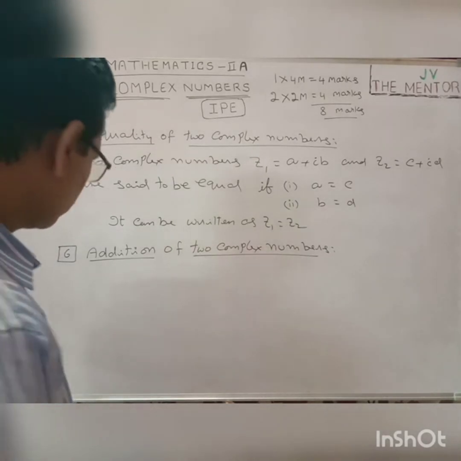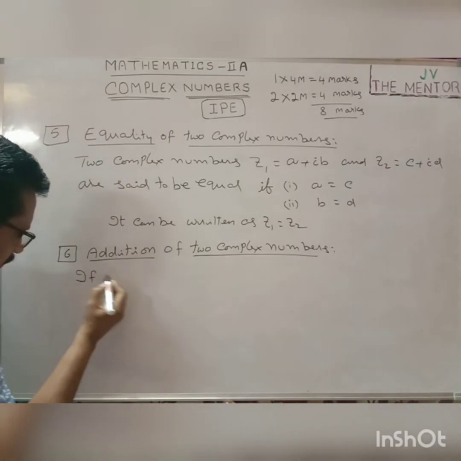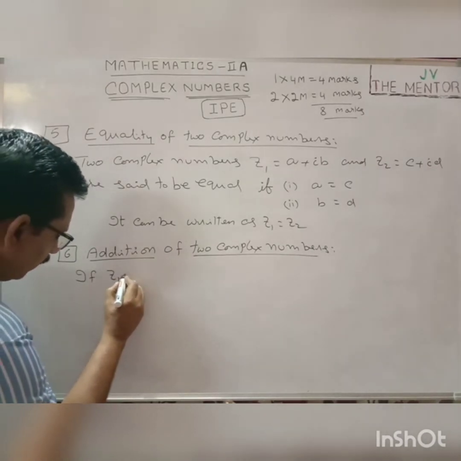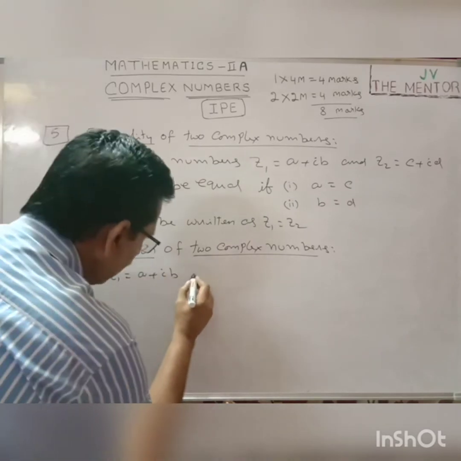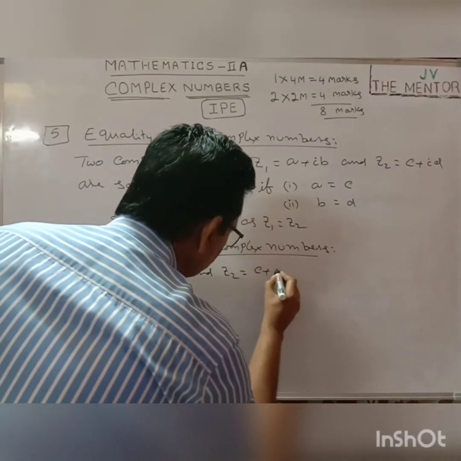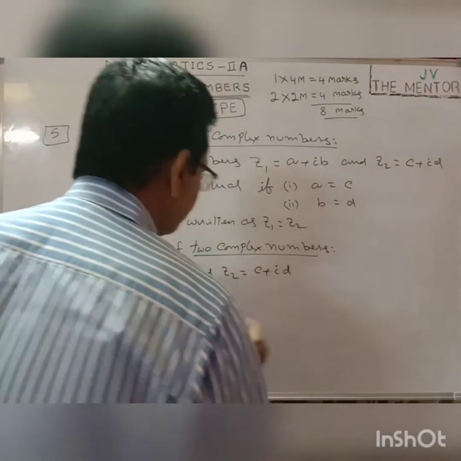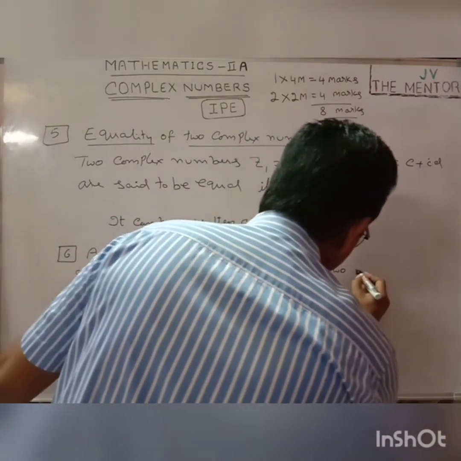Okay. If z1 equals a plus ib and z2 equals c plus id are two complex numbers.